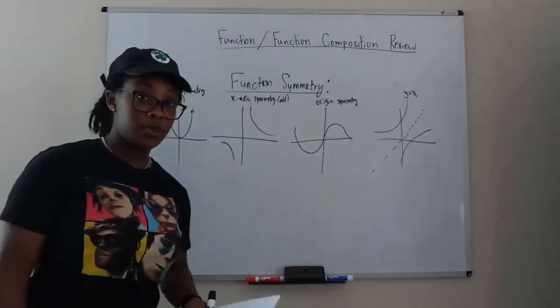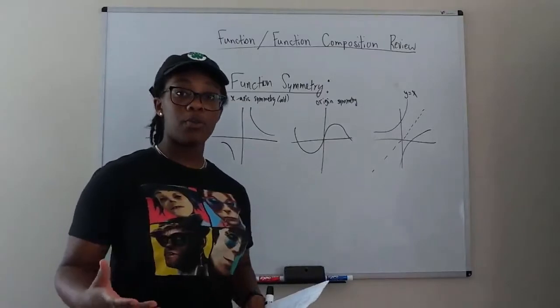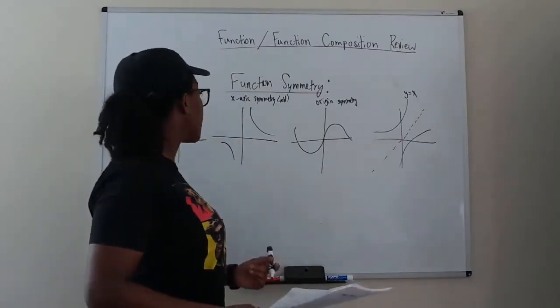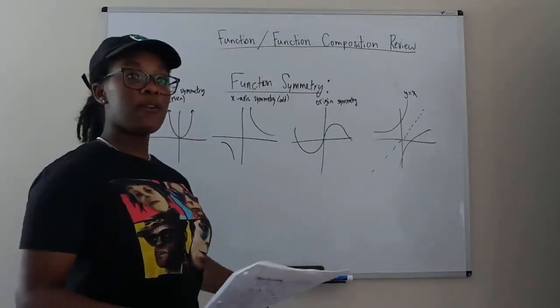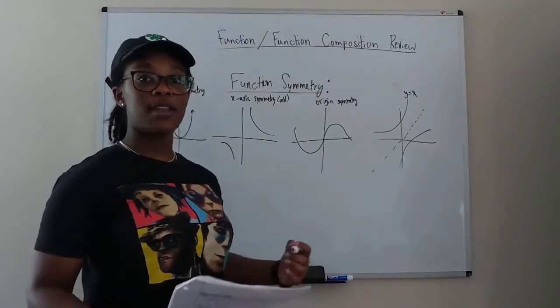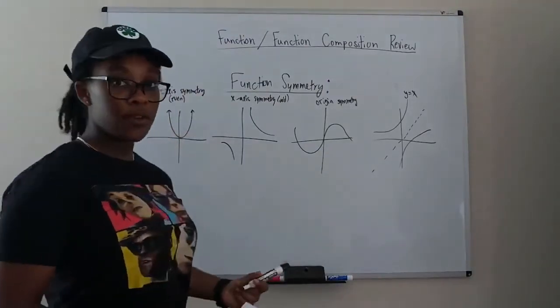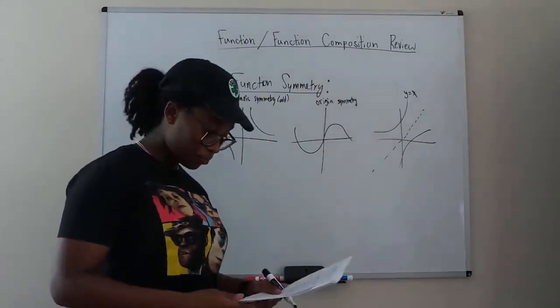So why do we care? Knowing if a function has symmetry or not reduces the amount of work we have to do later for things like limits or anything like that. So if we know, for instance, if something has y-axis symmetry, if we're looking for holes or cusps or any discontinuities, we would only have to do the work on one side of the function because we know that the right side mirrors the left side exactly.